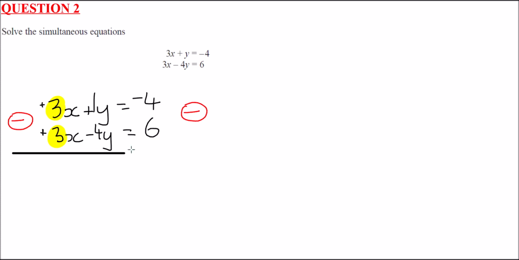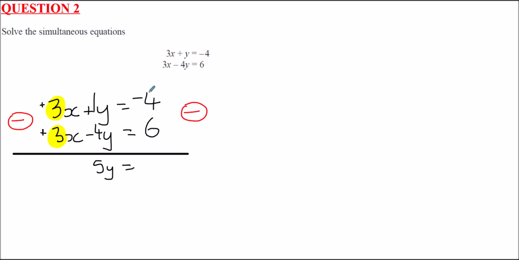So, first of all, we're going to take away these x's. So 3x take away 3x will disappear. 3x take away 3x is 0. It cancels. That's exactly what you want to happen. Meanwhile, the y's, I've got 1y minus 4y. If you're subtracting a negative, it makes it a positive. So this is the same as 1 plus 4y, which gives 5y.